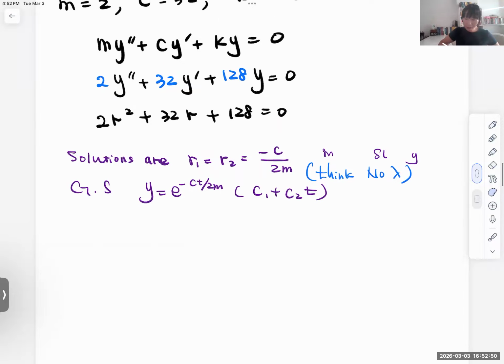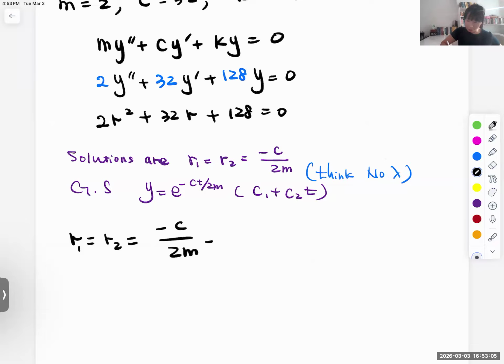Okay, so r is easy. Let us do that. r equal to r sub 1, r sub 2 equal to negative c over 2m, where c is 32 and m is 2. So what do you get? Yeah, it's negative 8, right?